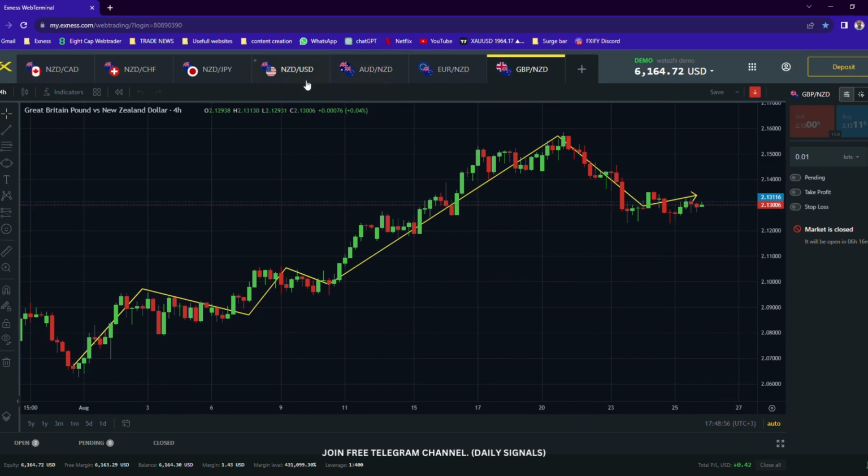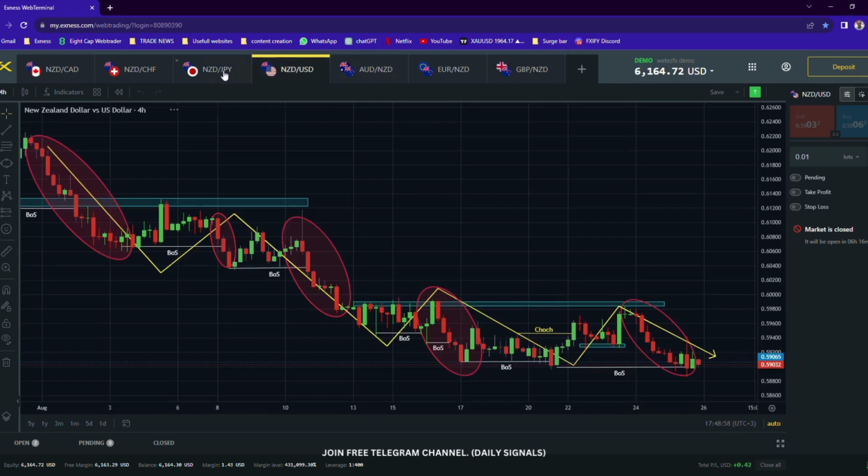So it means for New Zealand USD, these three have a positive correlation with the New Zealand dollar, and these three have a negative correlation. So if you're analyzing the market, try to take opportunity of those details that I've mentioned in the video. So that was the video about New Zealand correlation.